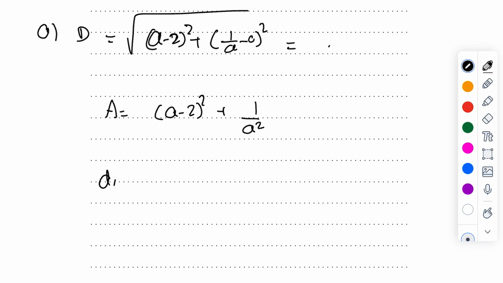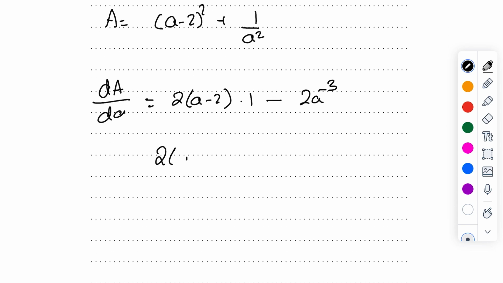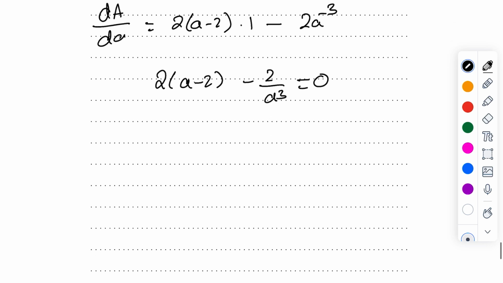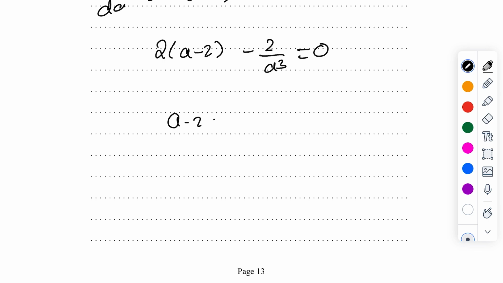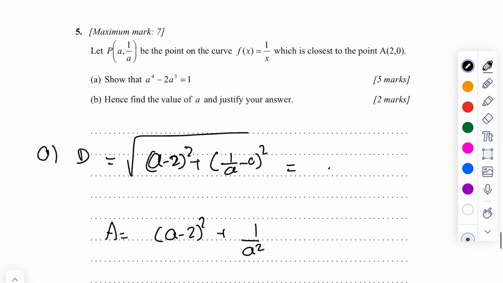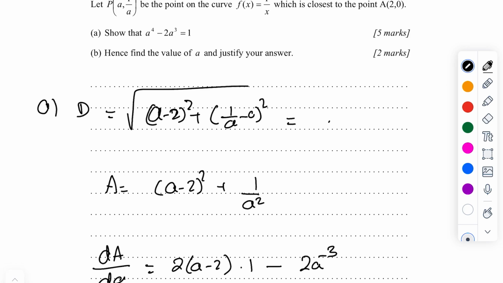So I want to find the distance derivative, dd upon da, which is 2 times (a minus 2) minus 2a to the power of minus 3. Then this should equal 0. 2 times (a minus 2) upon a cube should equal 0. So what do I get? a minus 2 equals 1 upon a cube. Cross multiplication, a to the power 4 minus 2a cube equals 1. Hence find the value of a which justifies your answer.